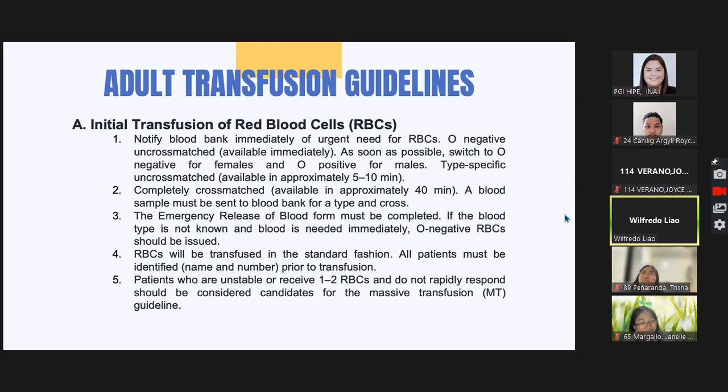We have what we call a blood replacement fluid. It is similar to blood, but it is not blood. It is an IV fluid. Okay. Next. So that's for the initial transfusion of RBC.